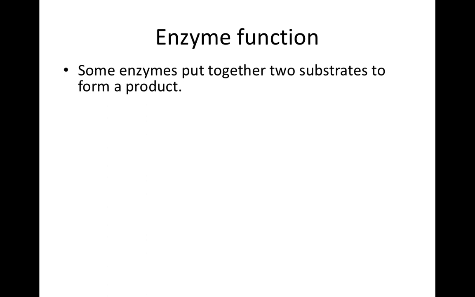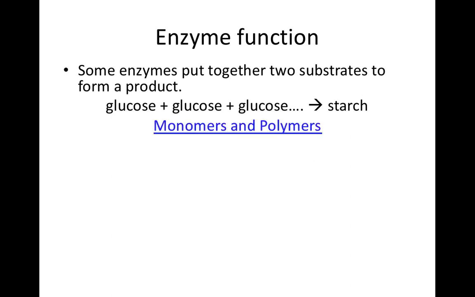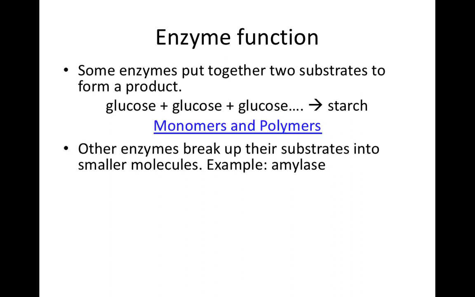So a general way to think about enzyme function is in two categories. Some enzymes put together substrates to form a product. An example of this is when a plant combines glucose molecules into long chains of starch. We say that it is building monomers into a polymer. A continuous chain of glucose is built into a polymer of starch.